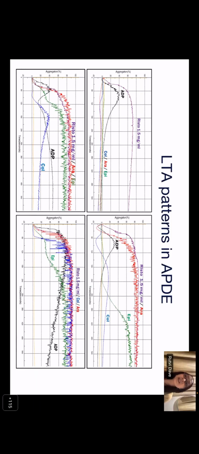These are the various light transmittance aggregometry patterns that you can get in APDE. What I want to teach you from this slide is that the pattern which I showed you was not specific for APDE. APDE does not have any specific aggregometry pattern. Basically, the response to ristocetin will always be normal, and there may be a decreased response to one or more agonists, but it will not fit into your classical pattern for Glanzmann, Bernard-Soulier or von Willebrand disease. Is this clear? So it can have any of the patterns.